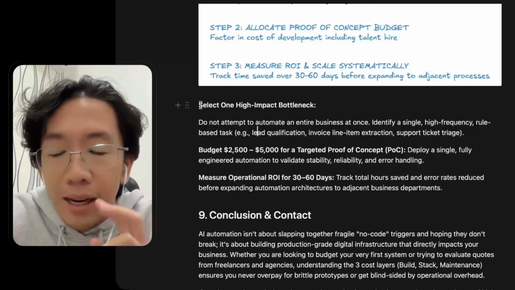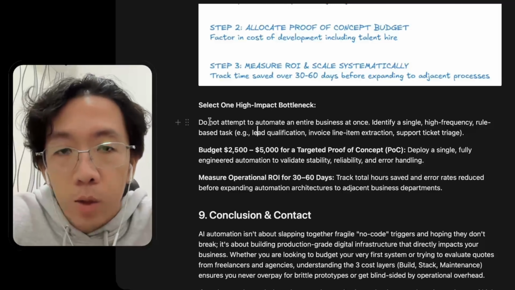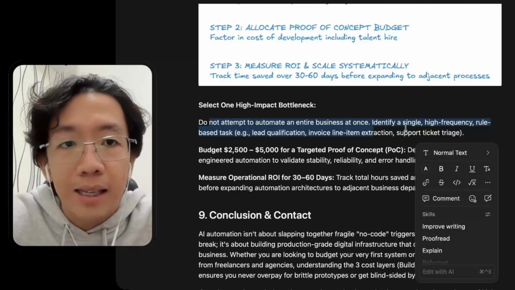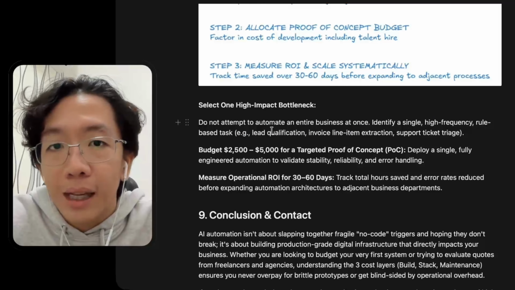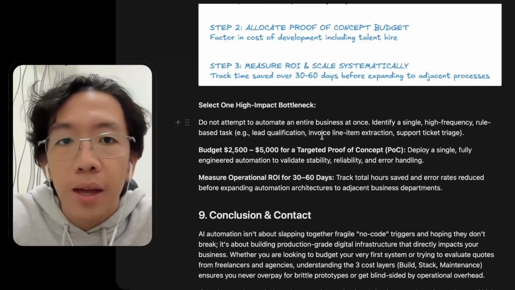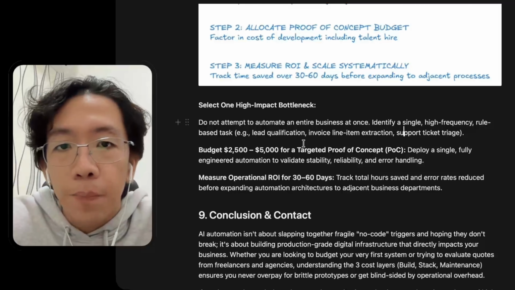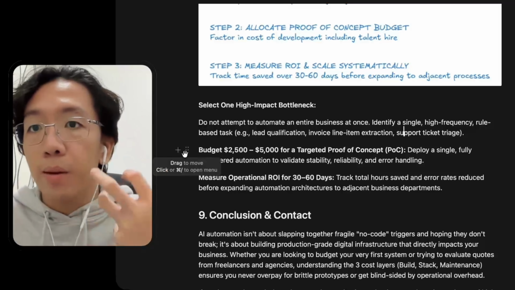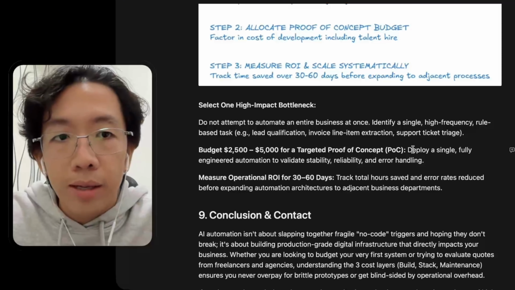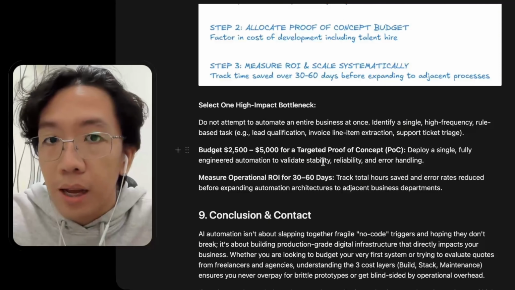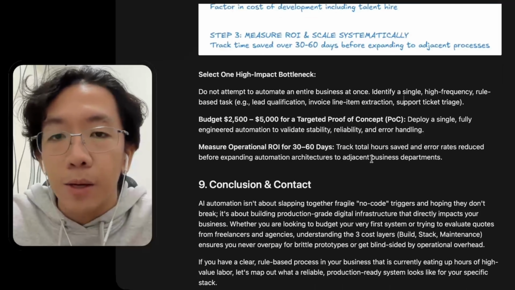So again, select one high impact bottleneck. Do not attempt to automate an entire business at once. Identify a single high frequency rule-based task like lead qualification, invoice line item extraction, or support ticket triage. Then for this, again, the budget would depend upon your research, but deploy a single fully engineered AI automation solution to validate first stability, reliability, and error handling.